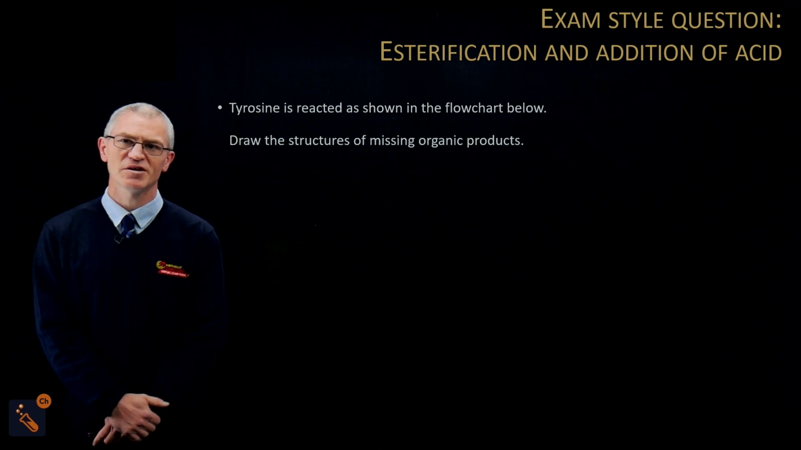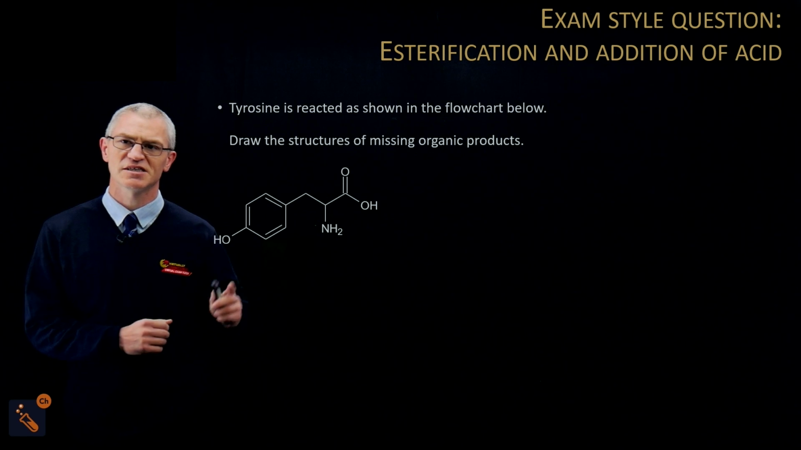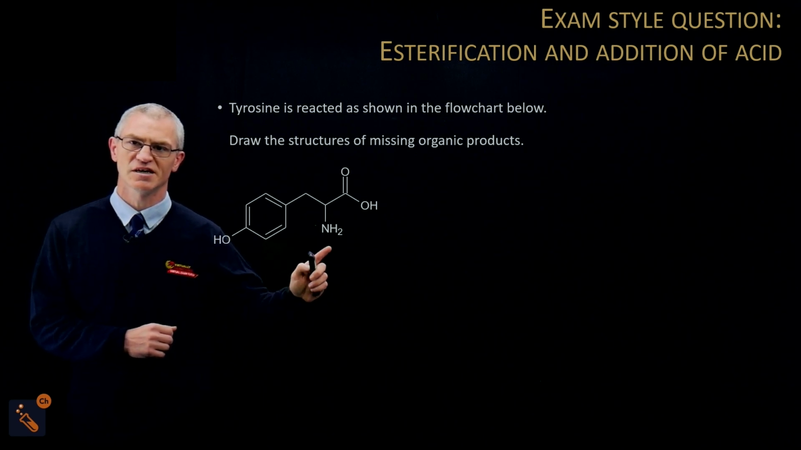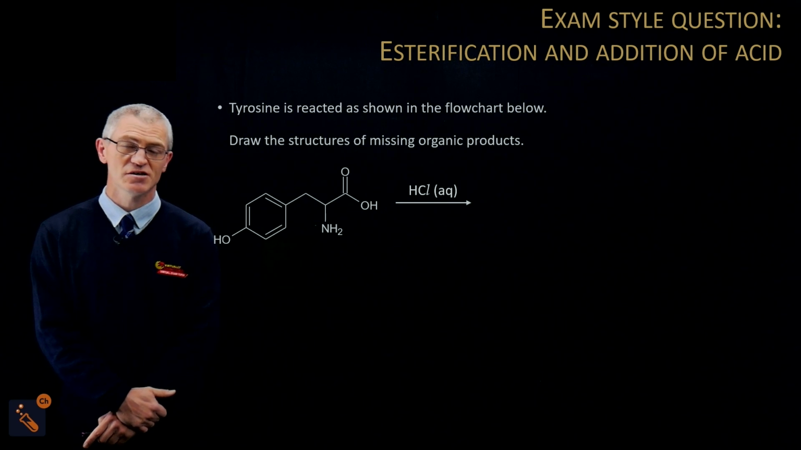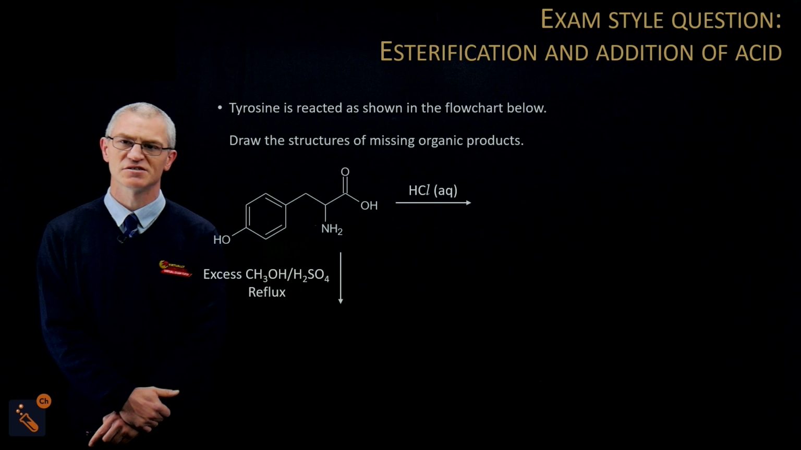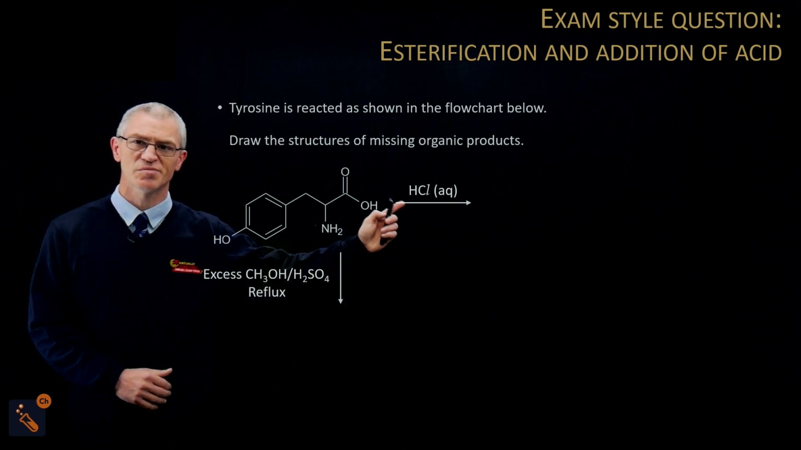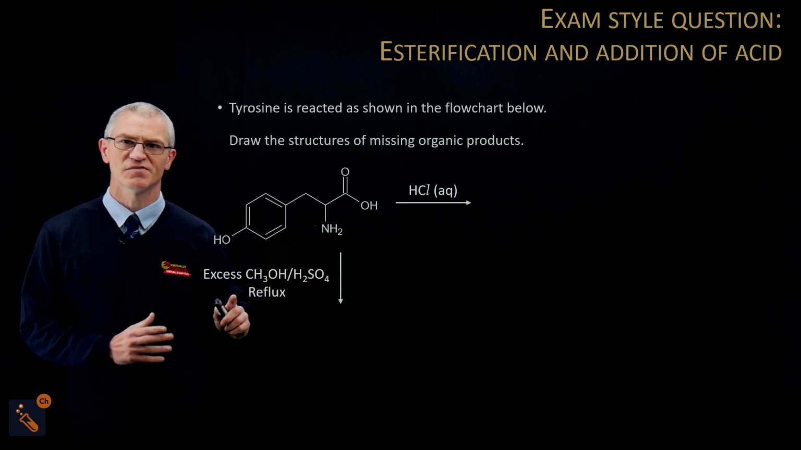So the amino acid we're going to use is tyrosine, and that's shown here. And you can see that it has lots of different functional groups. It's got a phenol, it's got an amine, and it's got a carboxylic acid. Now, we want to know what happens if you add hydrochloric acid to it, and we want to know what happens if you add alcohol and sulfuric acid and reflux to it. Hopefully you should recognise that this one will be acid plus a base, and this one will be esterification.